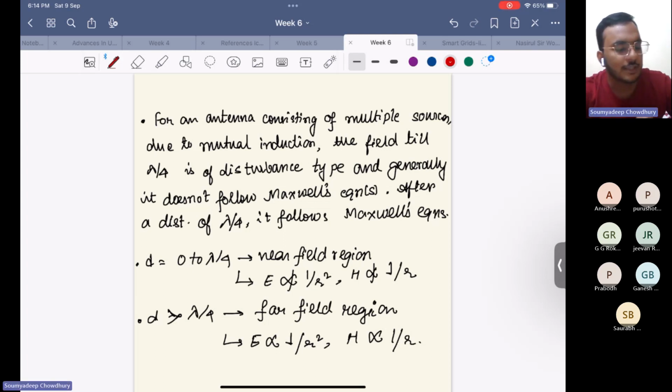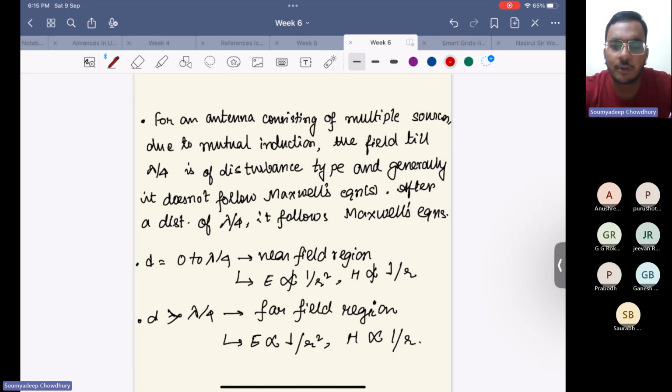And generally, this disturbance type field will not follow Maxwell's equations. Whereas the far field, that is the field at a distance greater than lambda by 4, follows Maxwell's equations. These are pertinent observations which have been made from different experimental results.